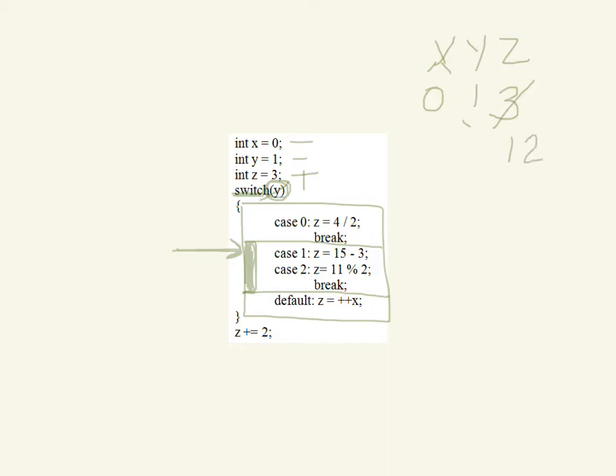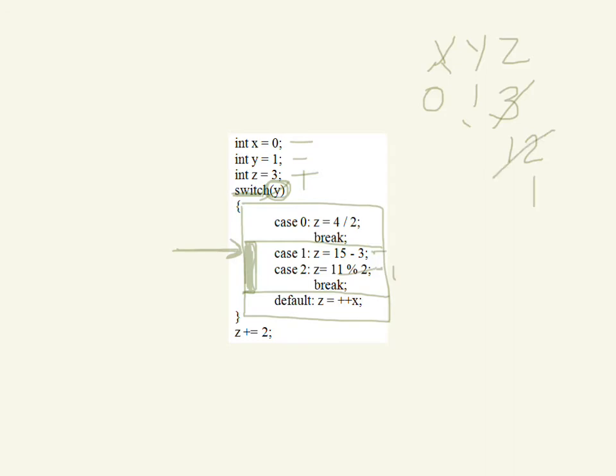And then I continue on. I can't stop because I haven't hit the break yet. So now I come to this one. Now it says that z is 11 modulo 2. Well, as I take 11 divided by 2, again with modulo, I'm thinking integers, so that's 5 with a remainder of 1. So the value stored in z is now 1.